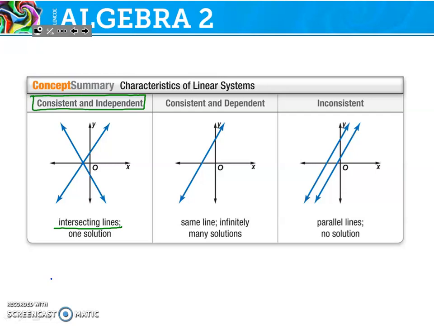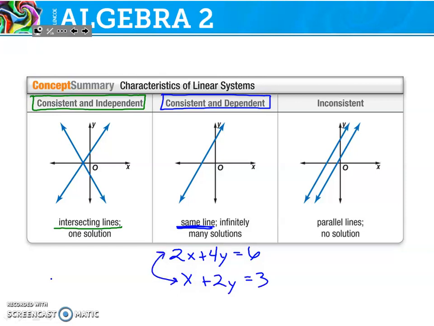The other possibilities that you could have, when I'm graphing these lines, is a consistent dependent system, which means that they are the same line. Okay? An example of that would be, say you had 2x plus 4y equals 6, and you had x plus 2y equals 3. These two here are actually the same line. If I divided everything up here by 2, it would give me x plus 2y equals 3.